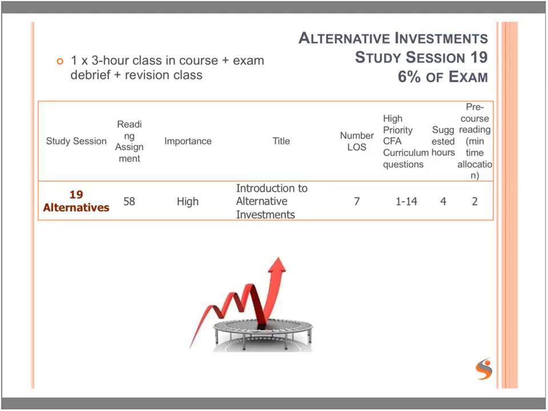And then alternative investments. So this is study session 19, that's the last study session. Alternatives are 6% of the exam, and there is just one reading. Okay, reading 58, Introduction to Alternative Investments. So this is a really interesting reading.